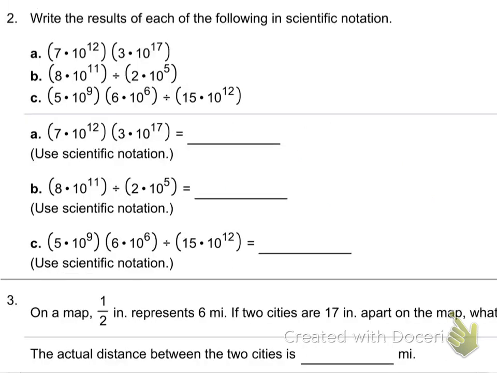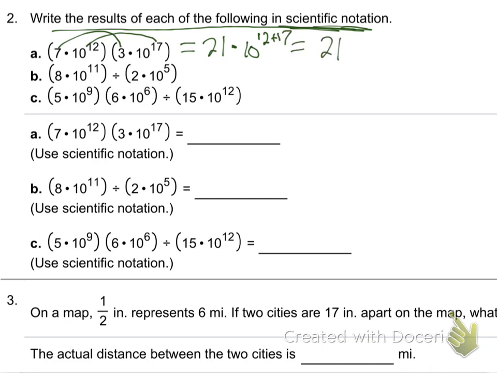Okay, so here comes number 2. Write the results in scientific notation. So we're multiplying. 7 times 3 is 21. And then 10 to the 12th times 10 to the 17th, you add the powers. 12 plus 17 in the power there, that's 21 times 10 to the 29th, adding those powers.